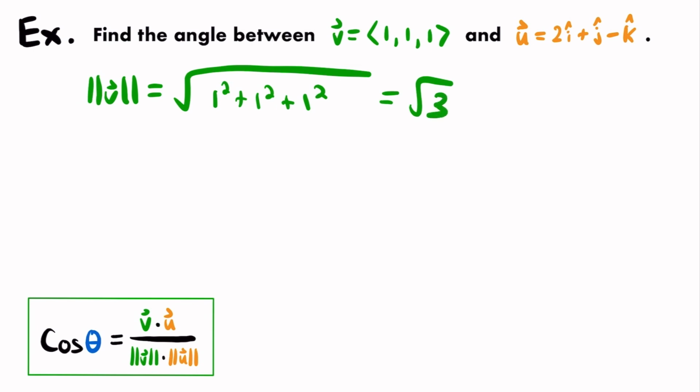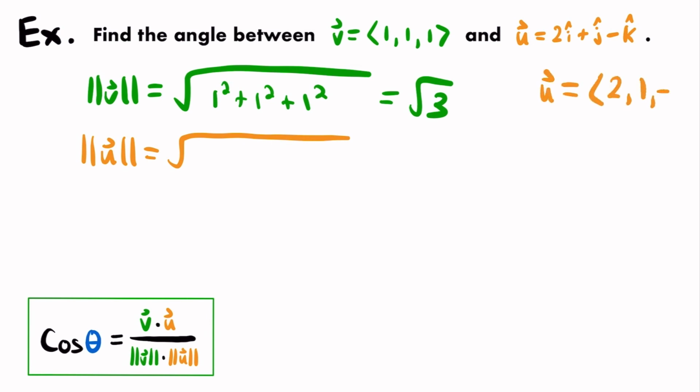All right, now for vector u, the magnitude of vector u will be equal to the square root of the sum of its components squared, which in this case, vector u is in the standard unit vector form. So the components are just going to be the coefficients of i, j, and k. So that's 2, and then 1, and negative 1. And just to make sure that you see what I'm talking about, vector u could also be rewritten like this. We would have 2, 1, negative 1. The components of vector u are the coefficients of i, j, and k. So we have 2, 1, and negative 1.